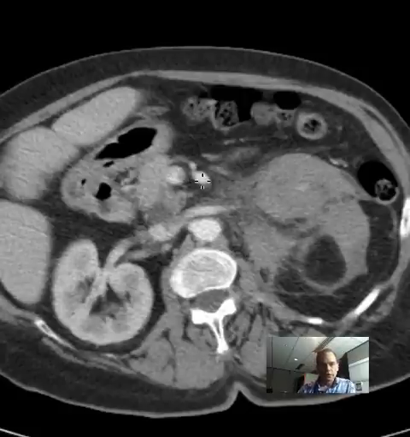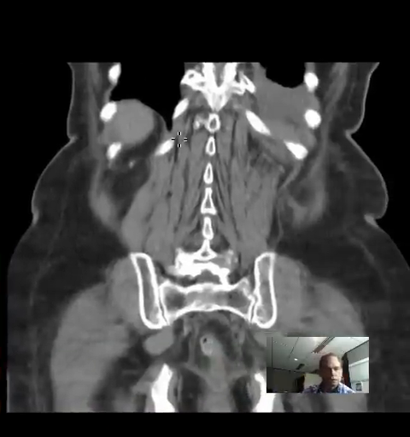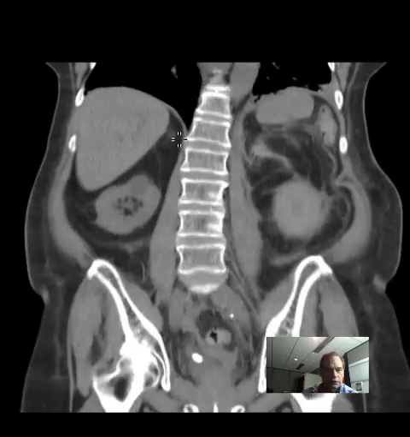Now the superior mesenteric artery is the one that comes out just inferior to the celiac artery. Let's see if I can get that in here. Oh sweet, that worked well. I didn't know I could even do that.